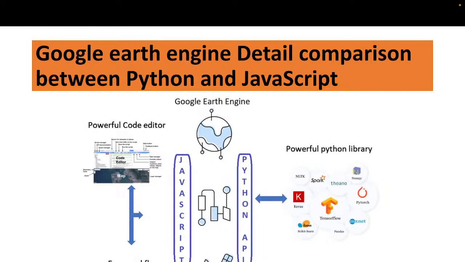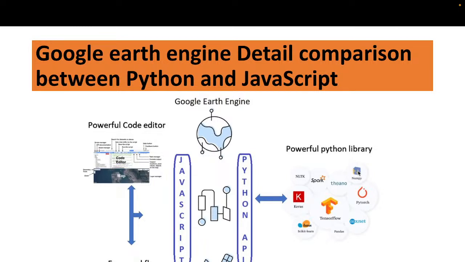We already know that the JavaScript code editor is a very powerful code editor, because there are a lot of benefits to using it. We can easily find a lot of tabs: the script tab, docs tab, tags tab, inspector tab. But Python does not have this type of option.